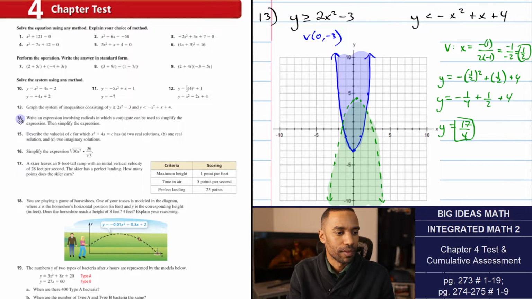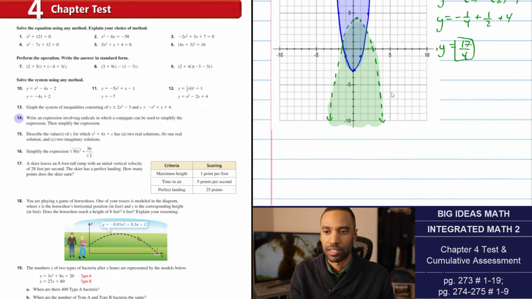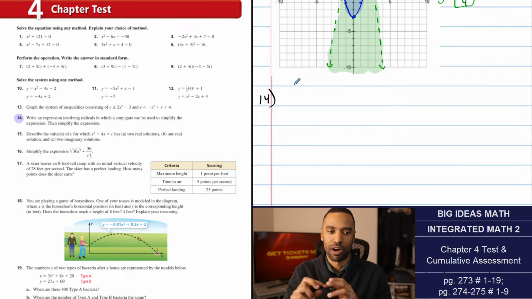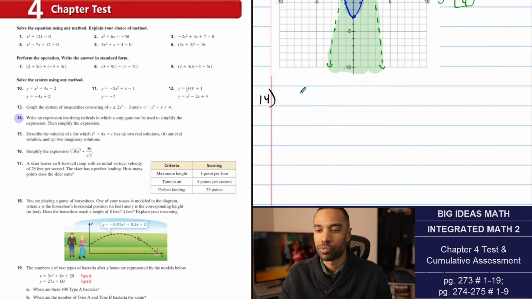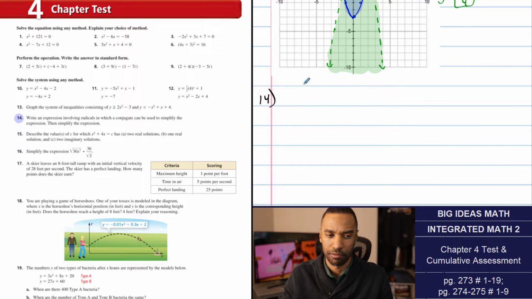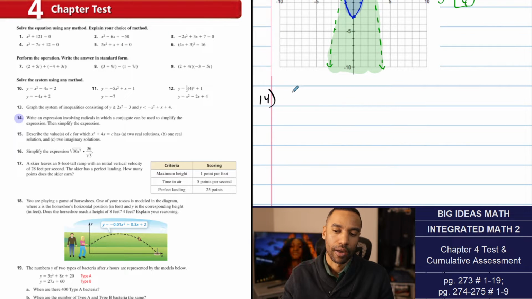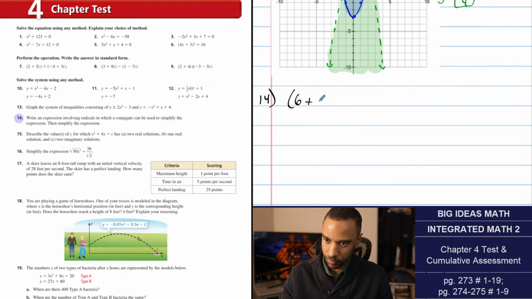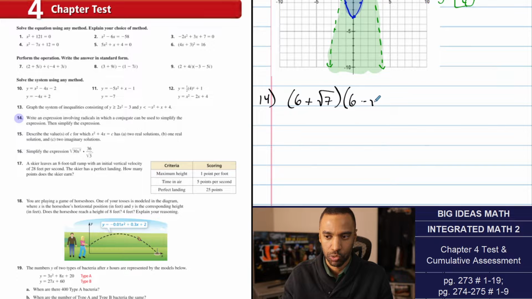Number 14. Write an expression involving radicals in which a conjugate can be used to simplify the expression. Then simplify the expression. Write an expression involving radicals. Okay. So I don't know if they need variables. I don't think they need variables. All right, let's do 6 plus root 7 times 6 minus root 7.